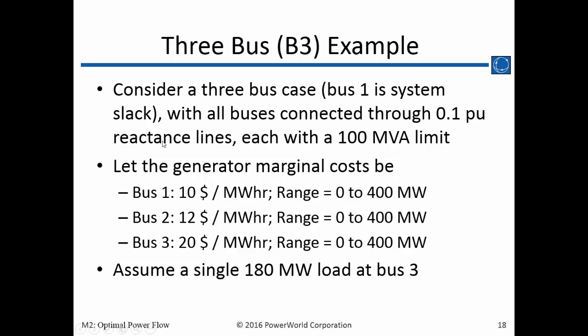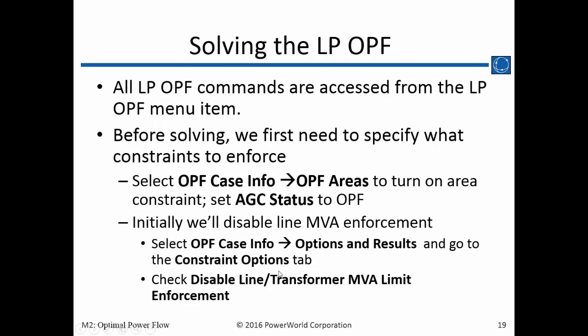So again, here's a summary. Like I mentioned, the network has the same impedance on all the transmission lines. They also each have the same limit of 100 MVA. And the real power losses in the transmission network are 0. It's just the reactance that has a non-zero value. This is the cost structure for the 3 generators, and the load is only at bus 3.